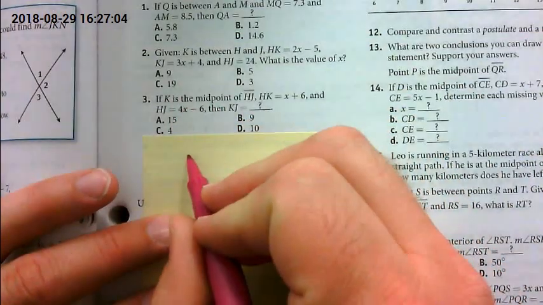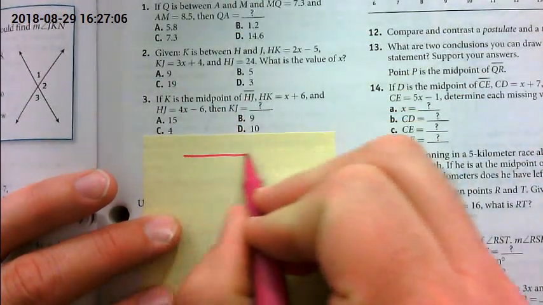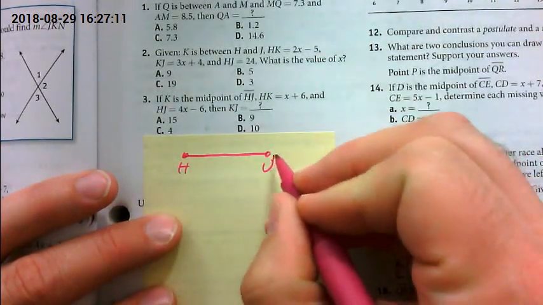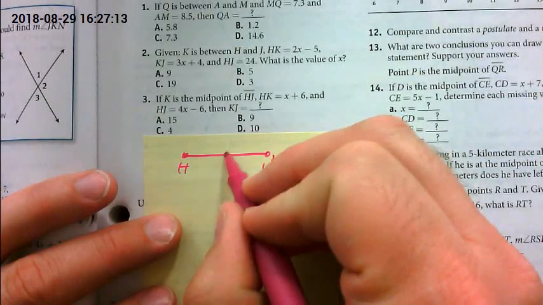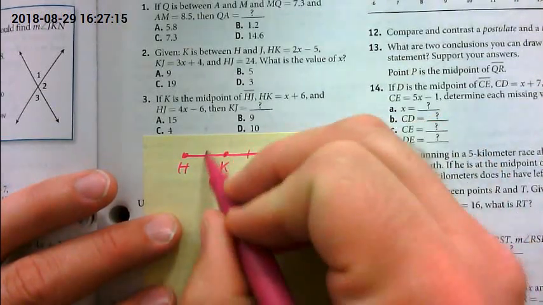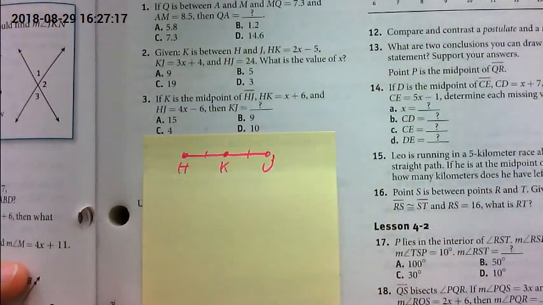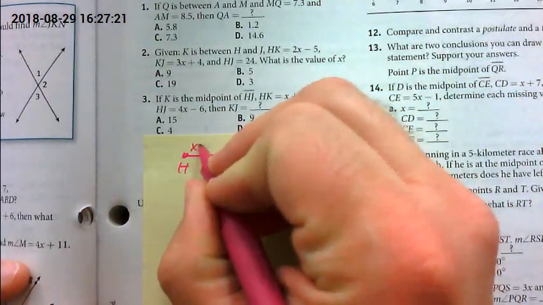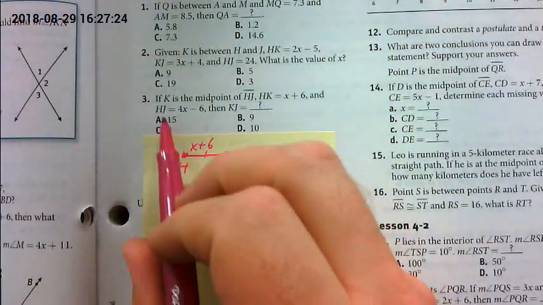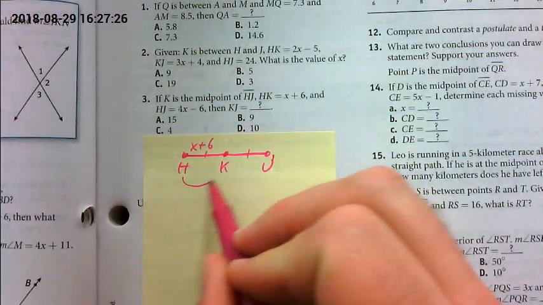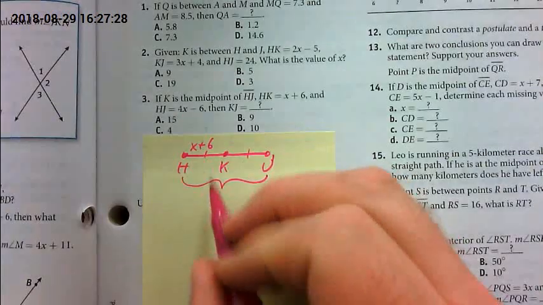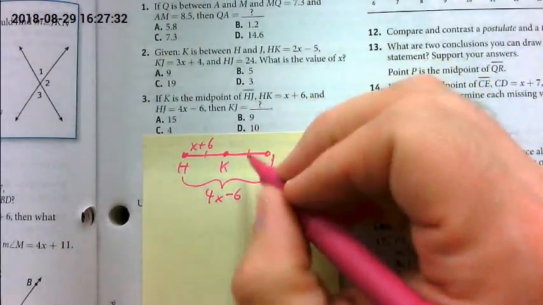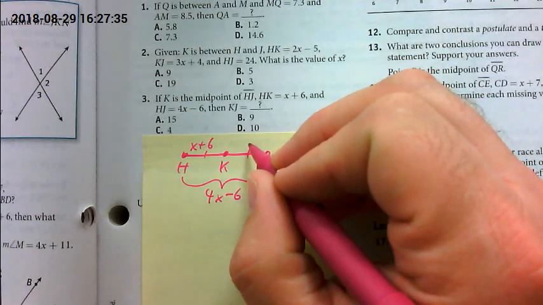So on here, we have the line segment HJ is the entire thing. Then it says K is the midpoint. So they are going to be congruent to each other. We also know that HK is x plus 6. And then HJ, which is the entire thing, is 4x minus 6. They want us to figure out the length of this piece.